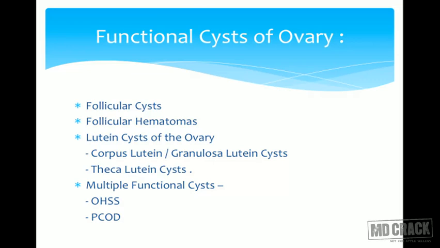They are just the retention cysts, and the most common cysts are follicular cyst, follicular hematomas, lutein cyst of the ovary, that is corpus luteum or granulosa lutein cyst, and theca lutein cyst. And whenever there are multiple cysts present in the ovary, the conditions are like OHSS or PCOD.